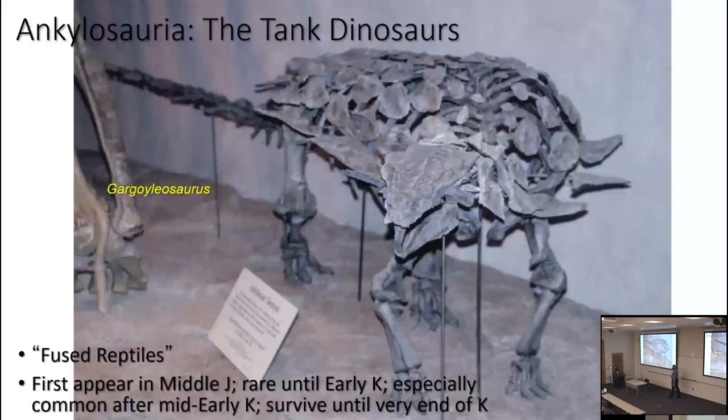Like their cousins, they first show up in the Middle Jurassic. They're relatively rare until the early Cretaceous. So they're around in the Middle Jurassic, they're around in the Late Jurassic. In the early Cretaceous, they begin to diversify. From the mid-early Cretaceous onwards, they become really common, and this group survives until the very end of the Cretaceous. So what I'm showing you here is a late Jurassic one, Gargoylosaurus.